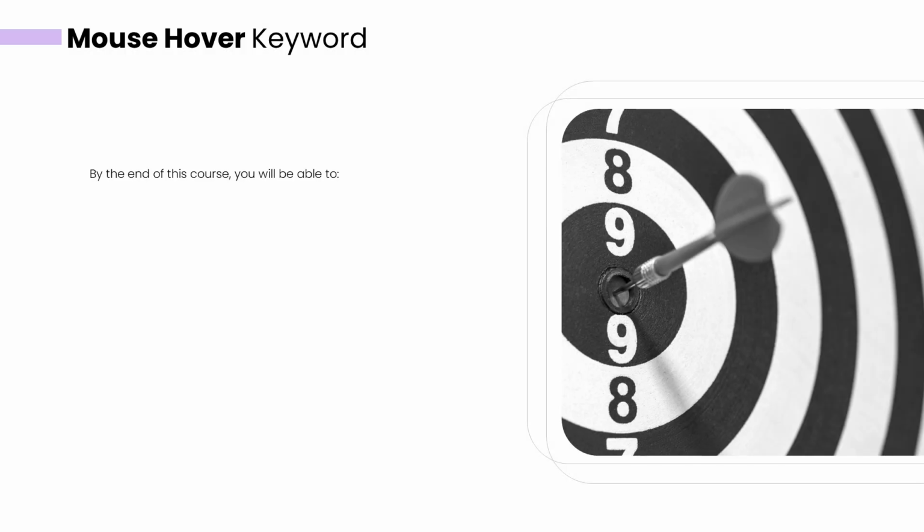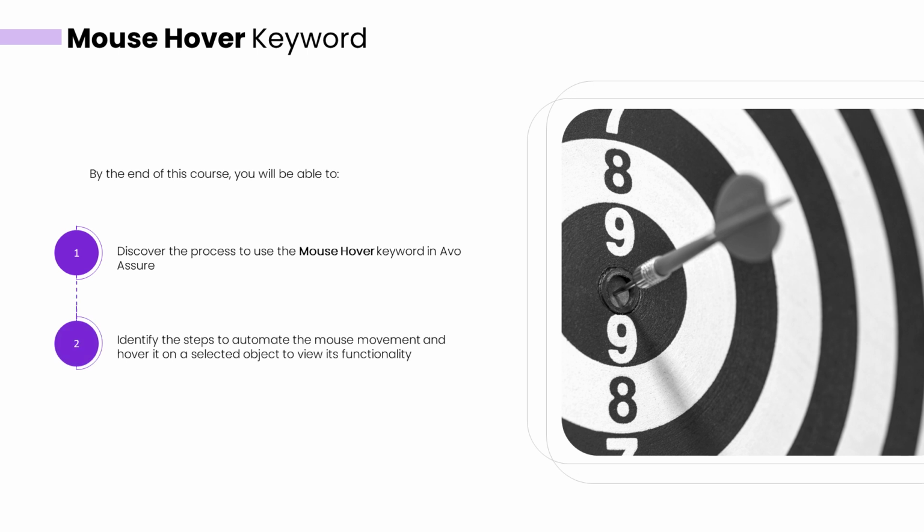In this video, you will see how to use the mouse hover keyword in Avo Assure to automate the mouse movement of hovering on a selected object to view its functionality when automating processes in SAP.